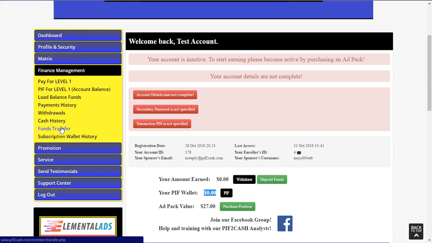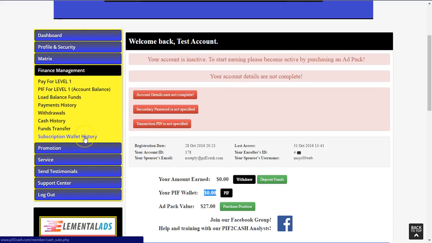Funds transfer, yes, you can transfer funds to anyone in PIF2CASH. That's anyone. If you know their username, you can click that button, enter their username in, and transfer them funds. Of course, you must have your secondary password and your transaction PIN already in order to do that.